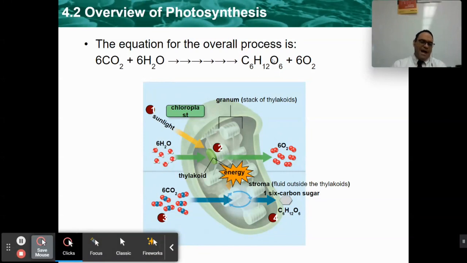So it's showing you a balanced equation where you're making sugar and oxygen from carbon dioxide and water using sunlight. And that's the end of chapter 4, section 2.